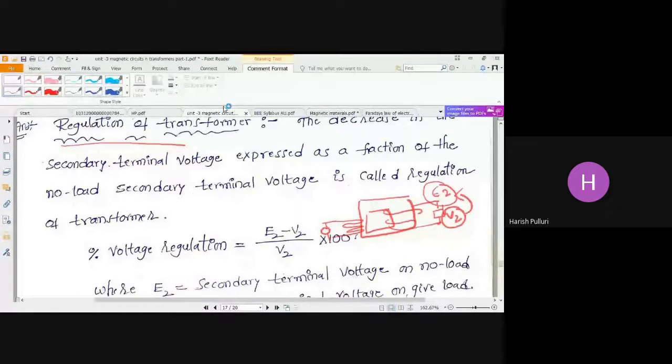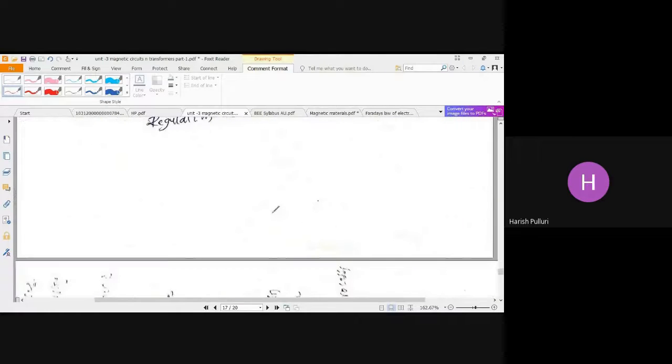So the change in voltage from no load to full load is what we call regulation. Here E2 is the voltage under no load condition and V2 is the voltage under full load condition. So how much the voltage changes from no load to full load, that is regulation.